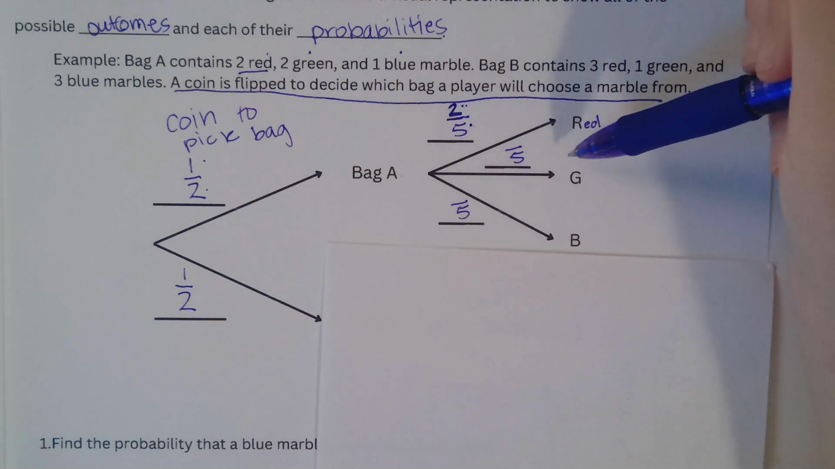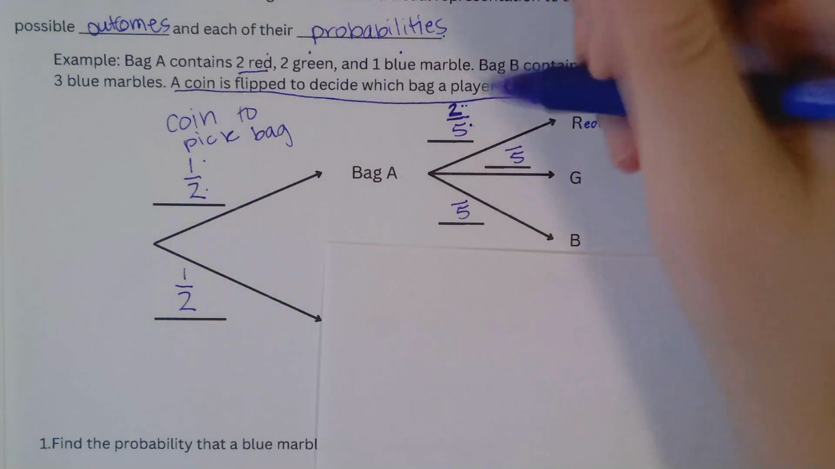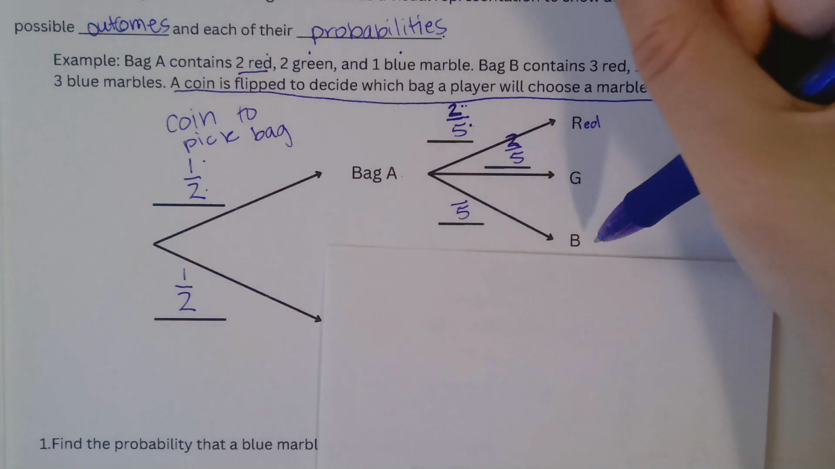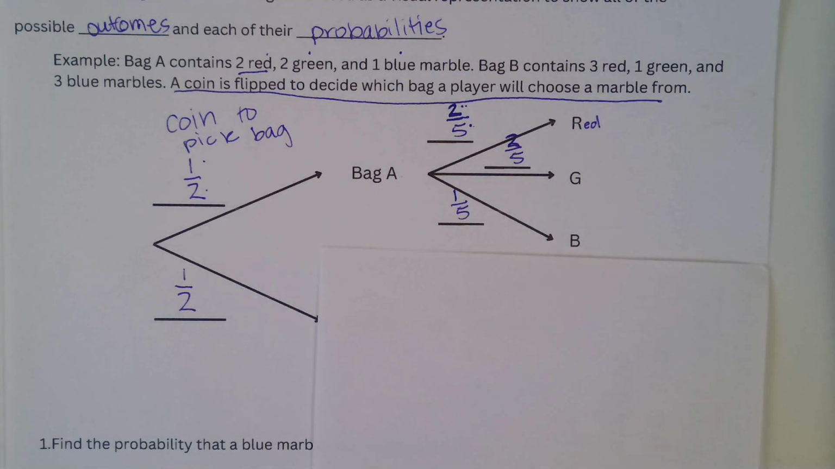You're going to do the same thing with the green. We know there are 5 marbles total in the bag, and 2 of them are green, so it's 2 out of 5 again. Lastly, for blue, it's just 1 marble, so you can just put that right there.